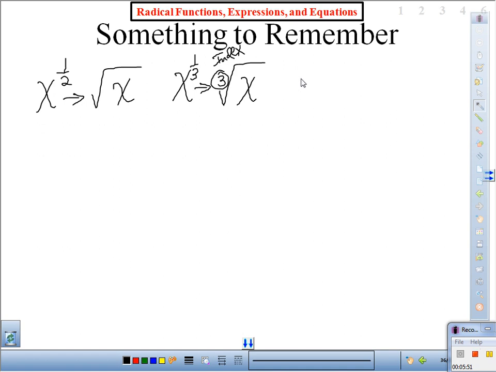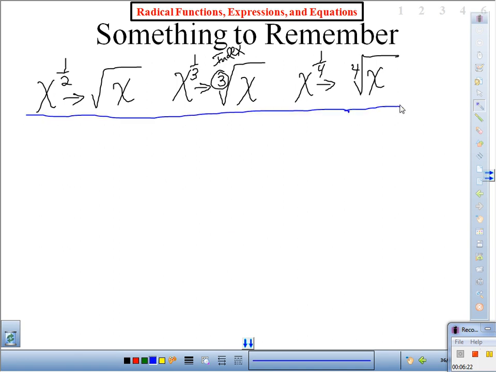Therefore, if I was to write x to the 1/4, tell your neighbor what we would write. Okay, once again, we're not saying square root anymore, right? We're saying x with a radical and the index of 4. All right? Now, I said don't copy those, but copy this next one. x to the 1/a. Rewrite that, please.